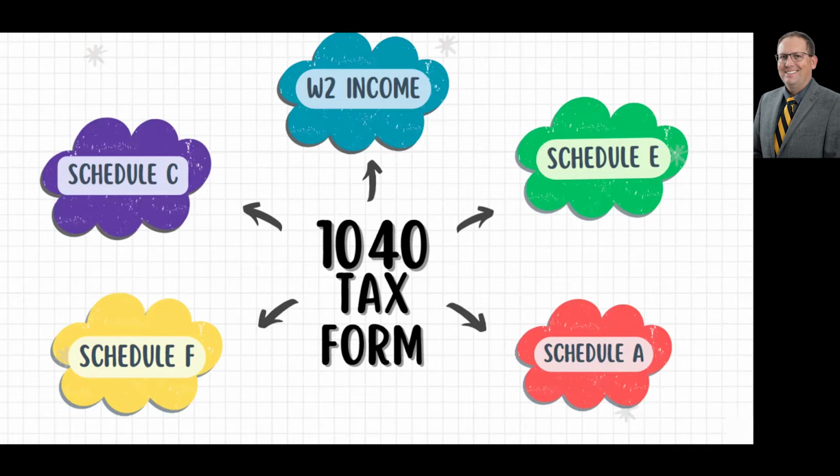Schedule A is where people put itemized deductions. Maybe not as much anymore since the standard deduction is a lot higher, but sometimes people do itemize their deductions in their tax return. I just want to give people a sense of the different areas in a tax return. Today we're going to focus more on just the farming side of it, what goes into the Schedule F.